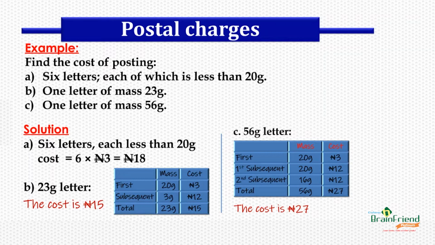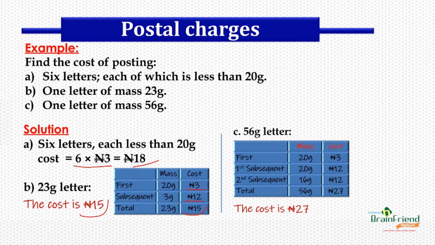To solve that, for 6 letters, each weighing less than 20 grams, we can simply multiply 6 by 3 naira, and that gives us 18 naira. So the cost for posting 6 letters is simply 18 naira. For a 23 grams letter, we have our first 20 grams charged at 3 naira, and then the additional 3 grams will be charged at 12 naira. That gives us a total of 15 naira. So, to post a letter that has a mass of 23 grams, it will cost 15 naira.